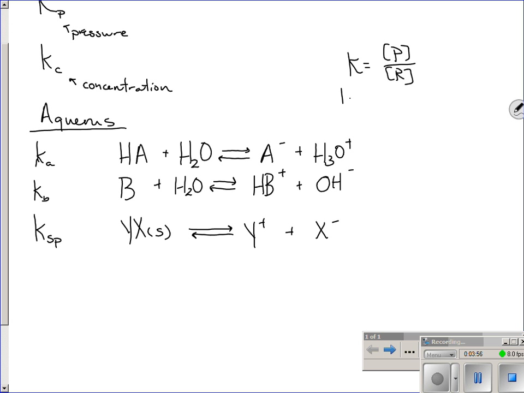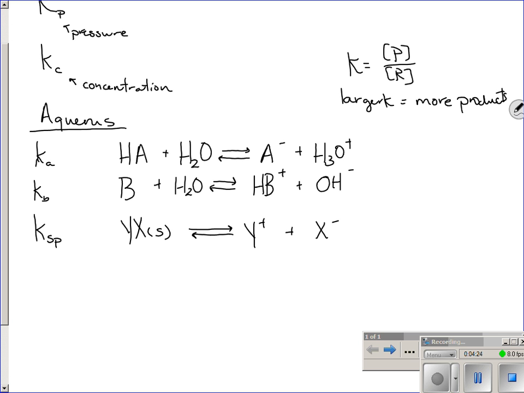So the larger the value for K, that means that there are more products. It tells us the extent to which the forward reaction goes. When I say forward reaction, I'm saying the reactants colliding to make products. The reverse reaction is the products colliding to make reactants. So the larger the value of K, the more products we get.